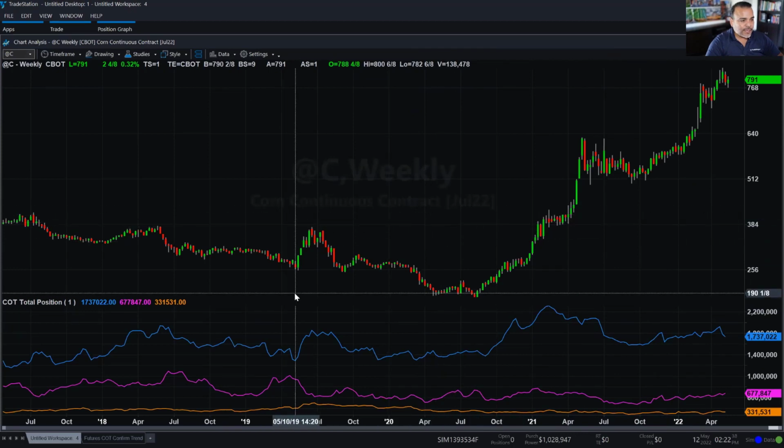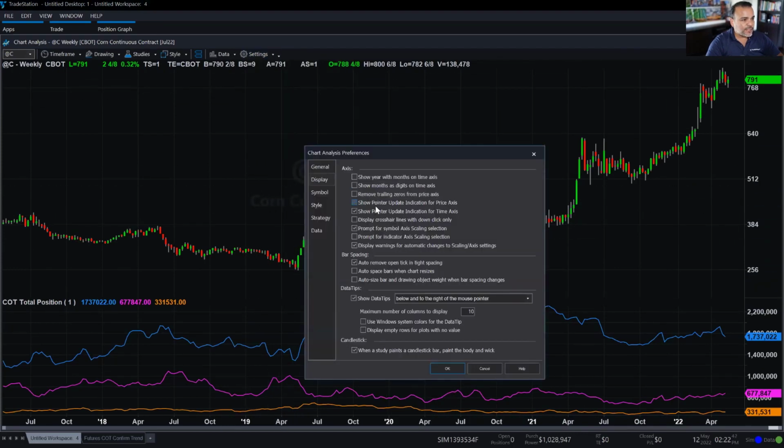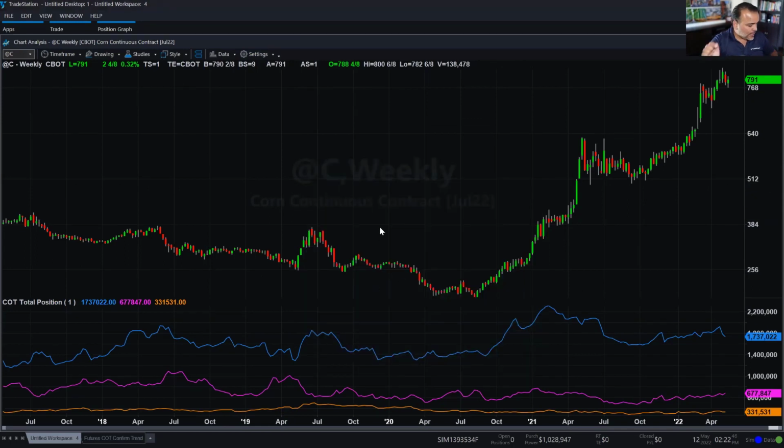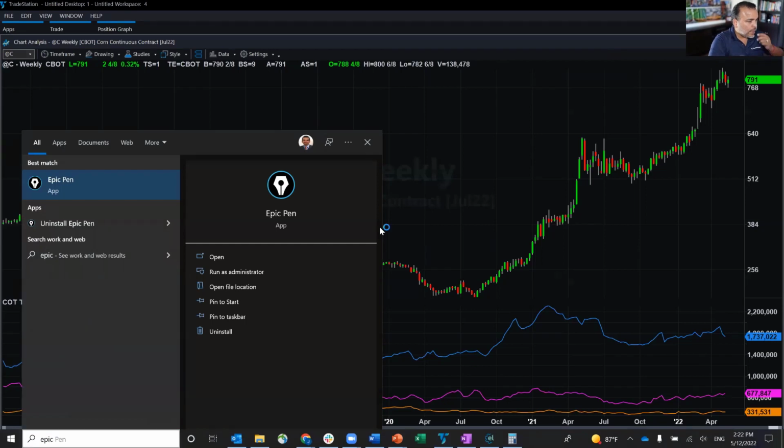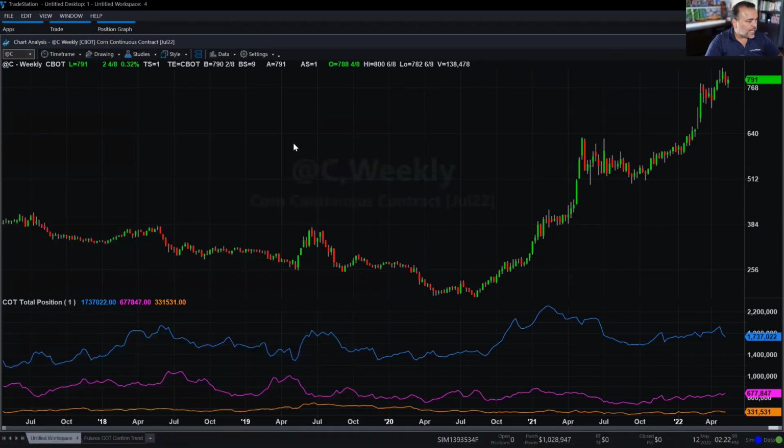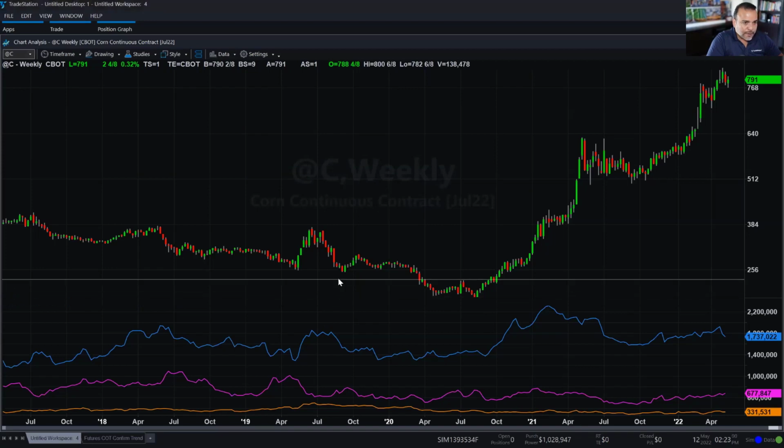Let me disable this crosshair for a moment. Settings, preferences. All right, that way it is not distracting. And I'm also going to pull up my drawing tools in case I need to draw something. Okay, so the commitments of traders, let me make some space right here at the bottom.